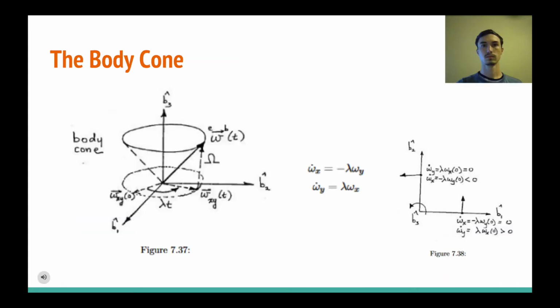These analytic solutions for omega x, omega y, and omega z allow us to sketch the angular velocity vector in the body frame as seen in figure 737. The vector omega xy of t rotates at a rate of lambda radians per second about the b3 axis and is constant. The total angular velocity vector creates a body cone as it rotates around the b3 axis. By considering these equations of motion and assuming lambda to be positive, we can show the direction of motion to be counterclockwise about b3 as seen in figure 738.